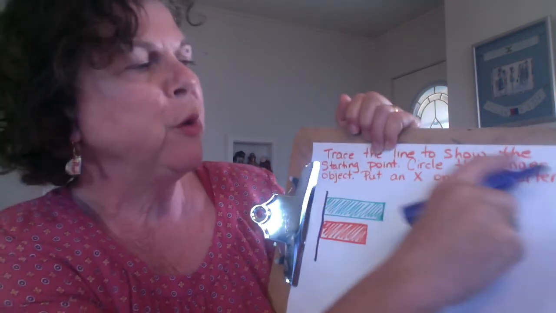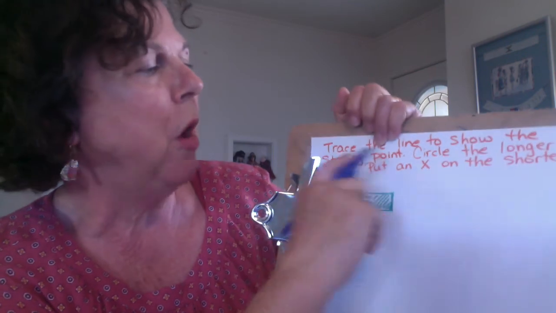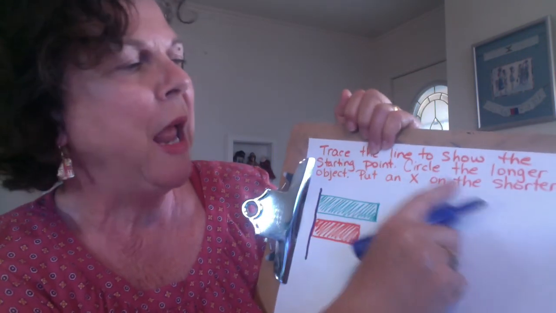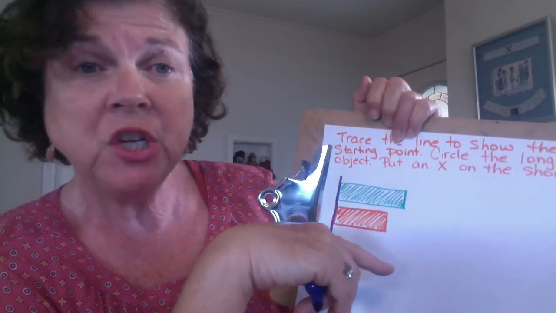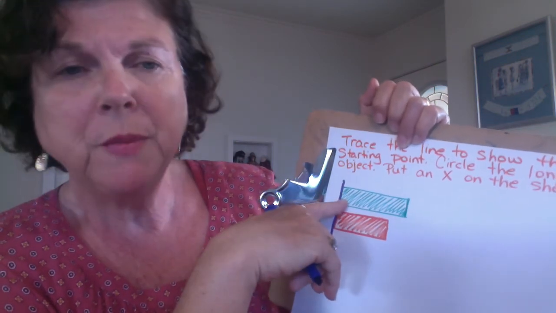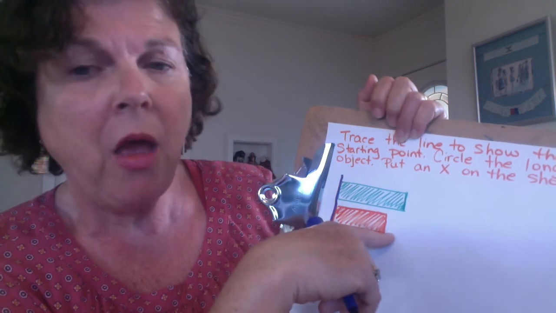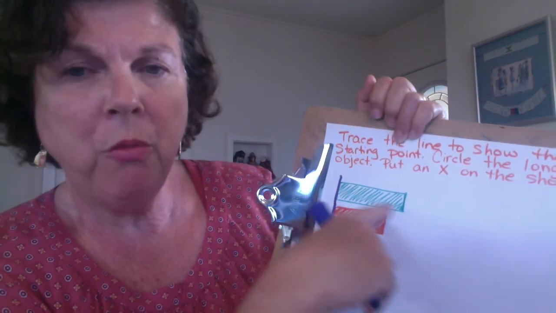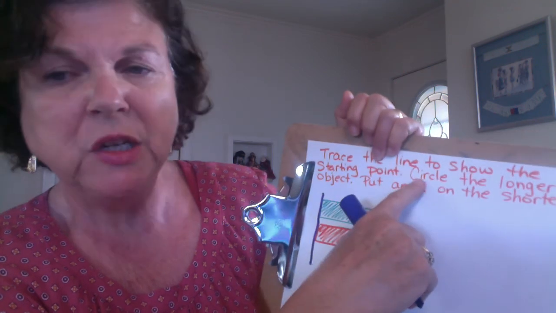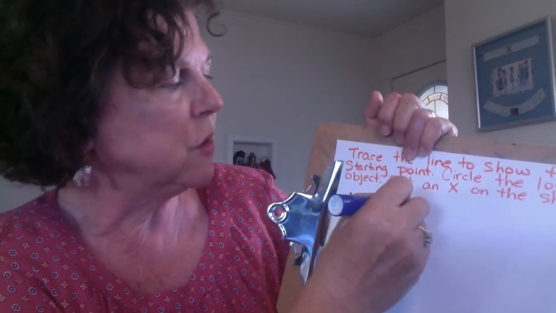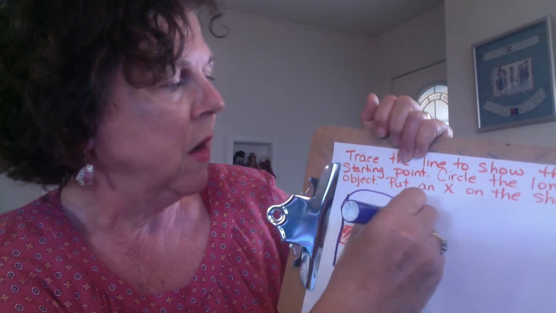So that was the first step. And then it said circle the longer object and put an X on the shorter one. So since with the rectangles I didn't cheat, I put them right both up to the starting line. It's easy to tell which one is sticking out more. The one sticking out more is the longer one, and it told me to circle the longer one, so I'm going to circle this one.